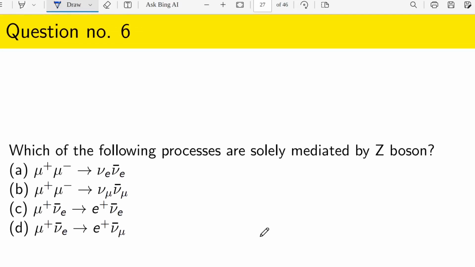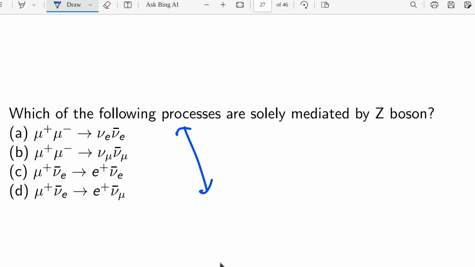Okay. So coming to the sixth question. Which of the following processes are solely mediated by Z boson? And there are 4 options. What are the options? Mu plus mu minus going to mu E mu bar. Mu plus mu minus going to mu bar. E plus E mu bar going to E plus. Mu plus mu bar going to E plus mu bar. Okay. So solely mediated by Z boson means only Z boson will be the one and only mediator in that process. Okay, so we have to mention which one is like that.